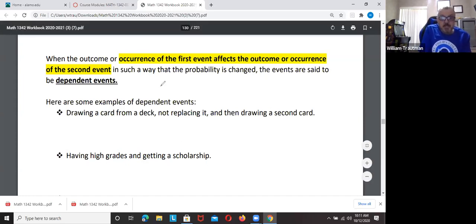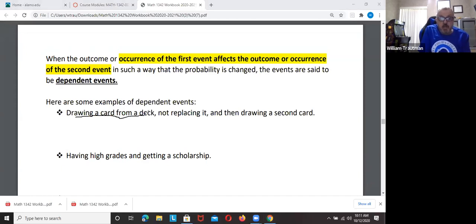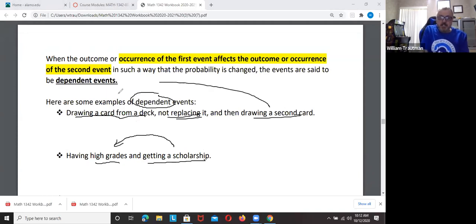So here are some examples of dependent events. Drawing a card from a deck and not replacing it. Having high grades and getting a scholarship. Yes, getting a scholarship depends on whether you have high grades or not. Do you see? If I don't replace a card, then the second card is going to depend on what I got for the first. If I drew the ace of spades on the first card, there's no way I'm going to get the ace of spades on the second draw because I've already drawn it and not put it back. So these are dependent events. If one affects the other.